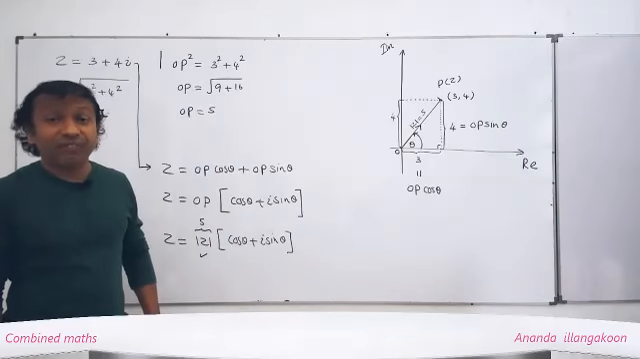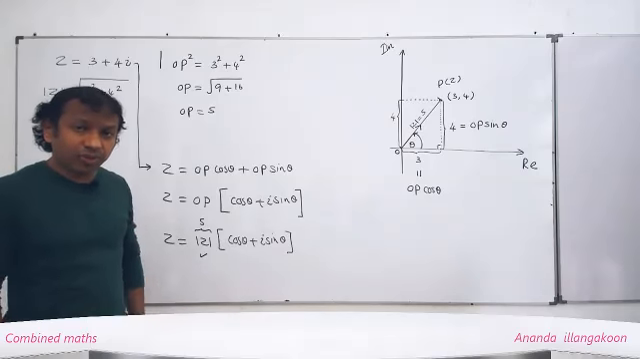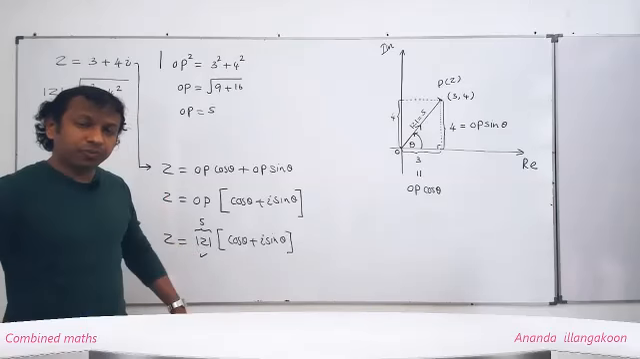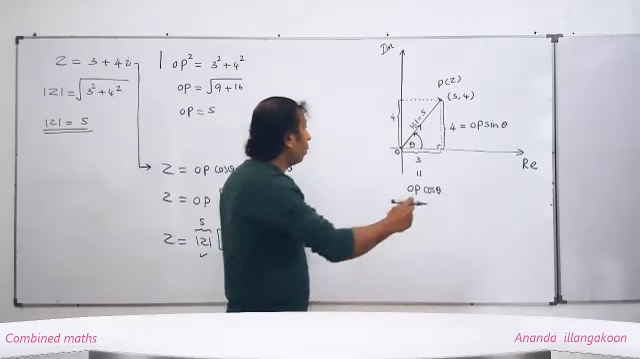Then, people, we can represent the complex number in another form. What is the other form? The other form is, people, by using a line segment. In this case, the OP line segment.